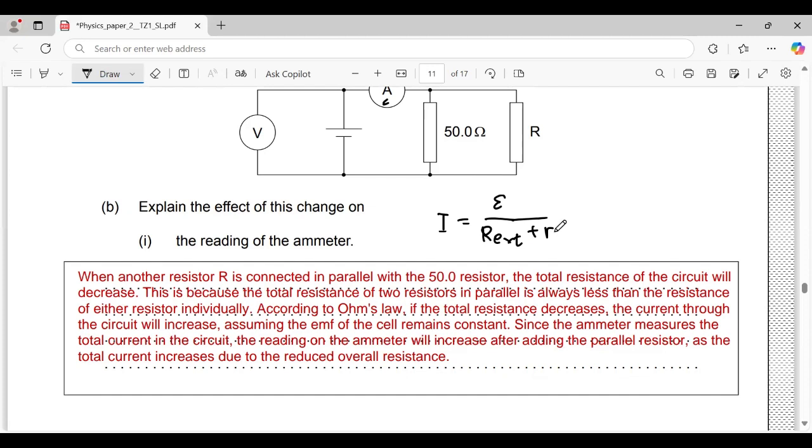If resistance decreases, whether external resistance or internal resistance, the implication for the ammeter is that the current will increase. The measurement of the ammeter will increase. Right. Next.